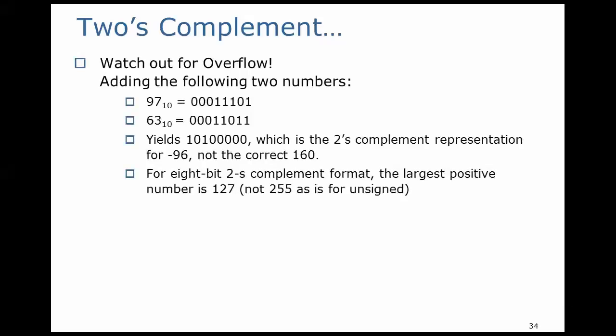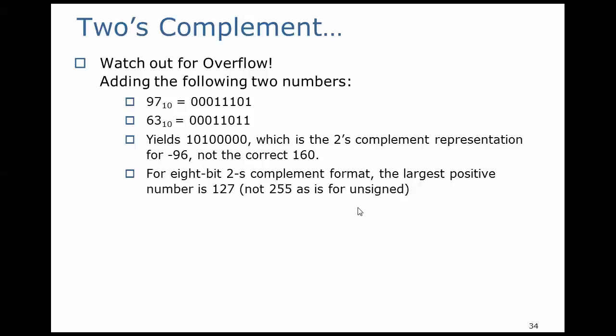Now you need to watch out for a couple of things. One is overflow, the other is underflow. Let's think about adding the following two numbers, 97 base 10 and 63 base 10. Notice that the sum of these two numbers is 160. But if you add these numbers in binary, you will end up with an 8-digit value, the most significant bit being 1, which in twos complement representation is minus 96, not the correct 160. The reason is that for 8-bit twos complement format, the largest positive number is 127, not 255.